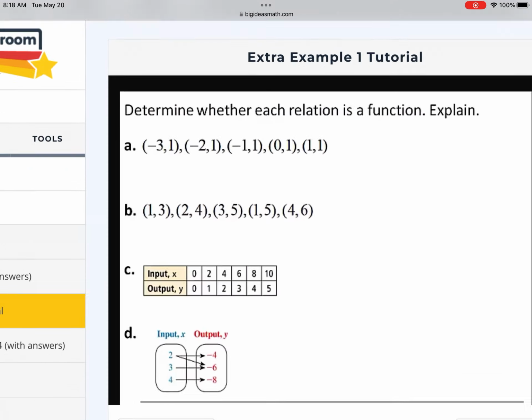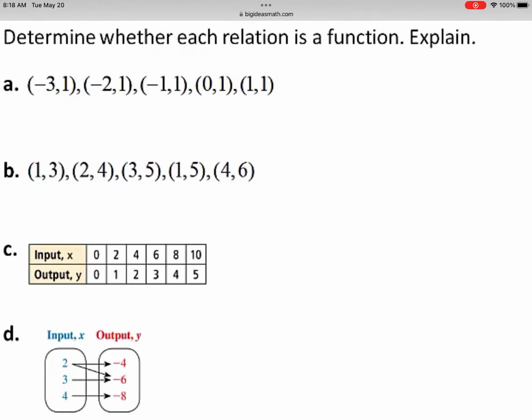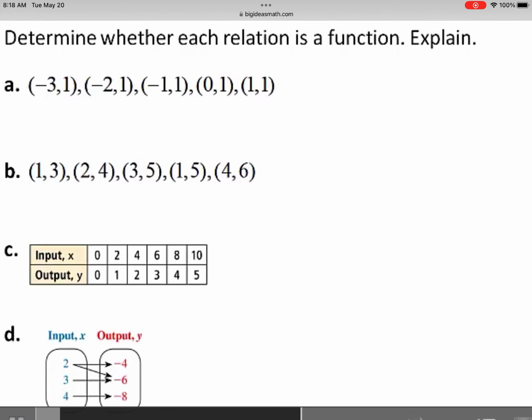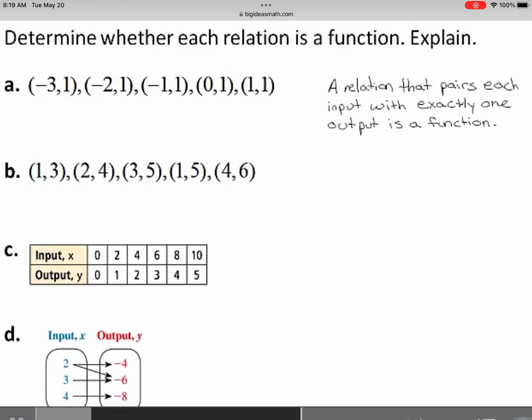Determine whether each relation is a function. Explain. Part A: -3, 1; -2, 1; -1, 1; 0, 1; 1, 1. Remember, a relation that pairs each input with exactly one output is a function. Every input is paired with exactly one output, so the relation is a function.